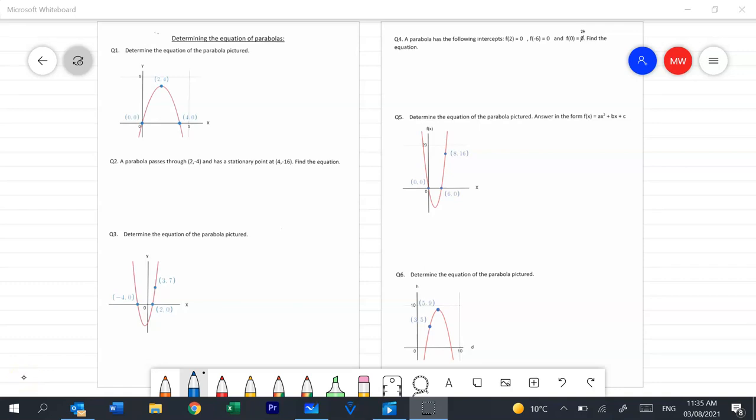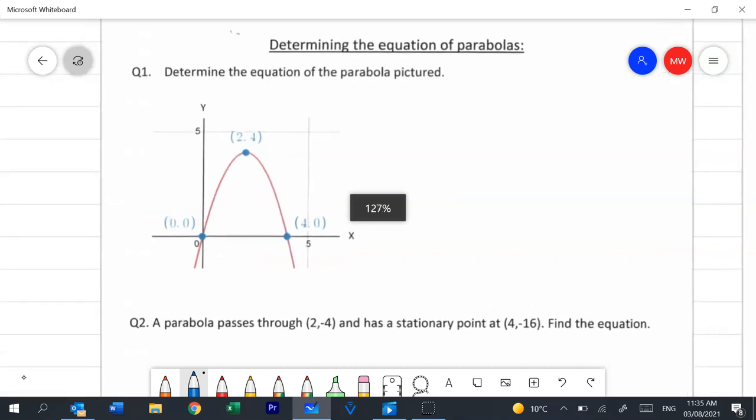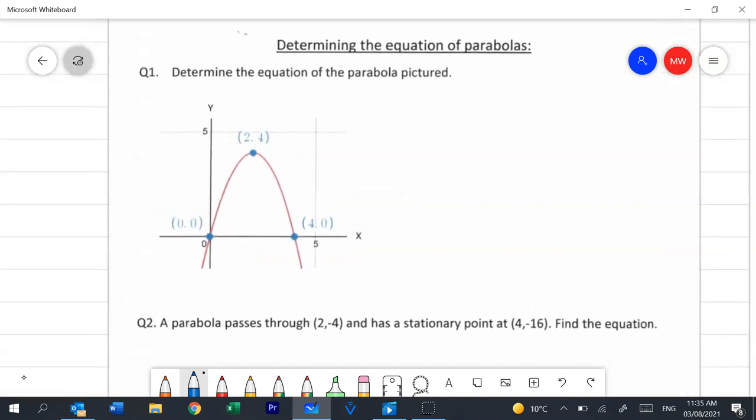In this video, I'll go through the worksheet that we got in class, which is determining the equation of parabolas. I'll put some time tags down the bottom for you so you can just skip to the question numbers as you need them. So we'll start off with question one. We need to determine the equation of the parabola that's been pictured.